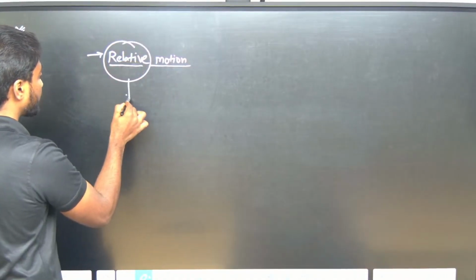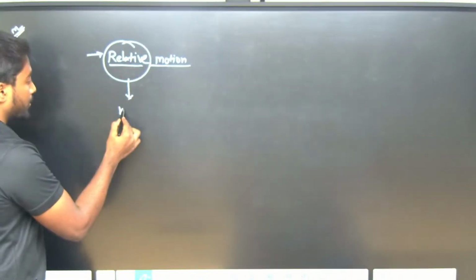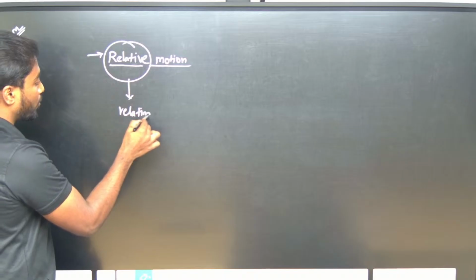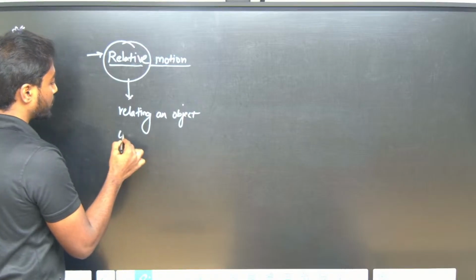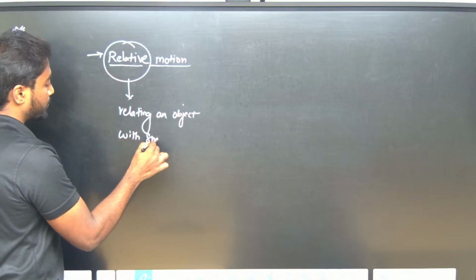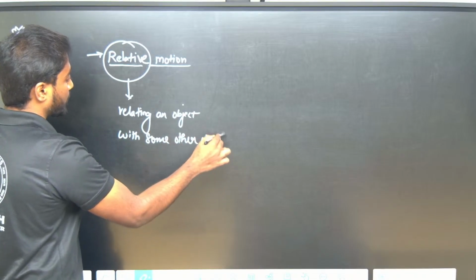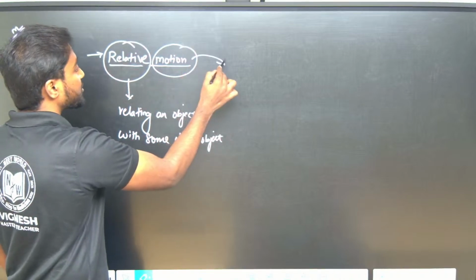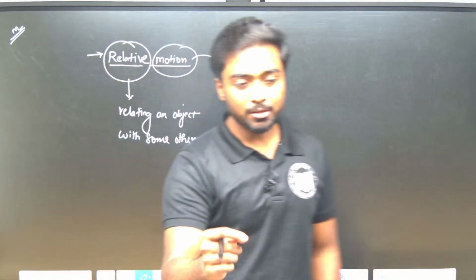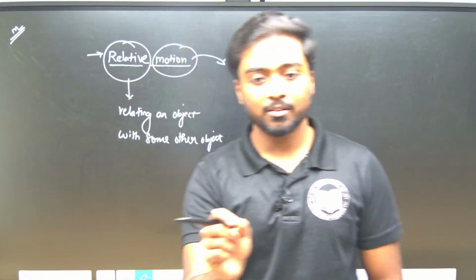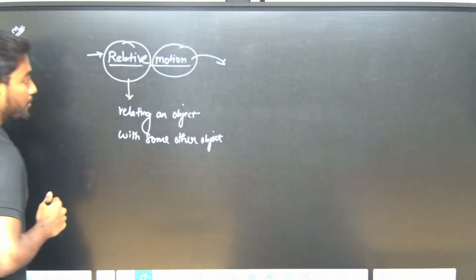So relative is nothing but relating an object with some other object. But motion is nothing but changing position. When I talk about motion, an object has changed its position from one point to another point. So, relative motion.